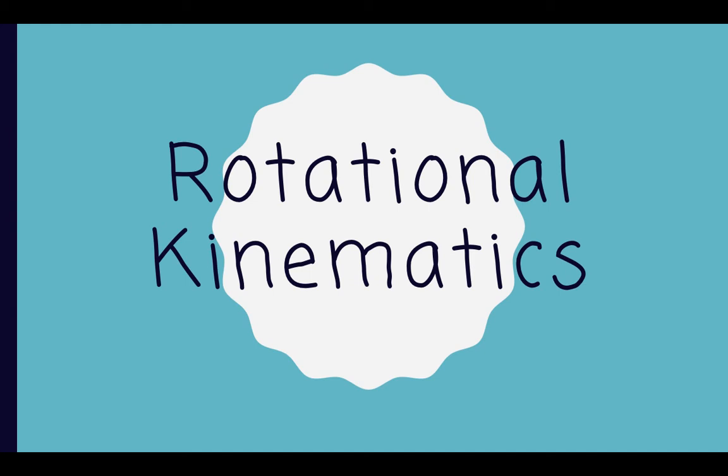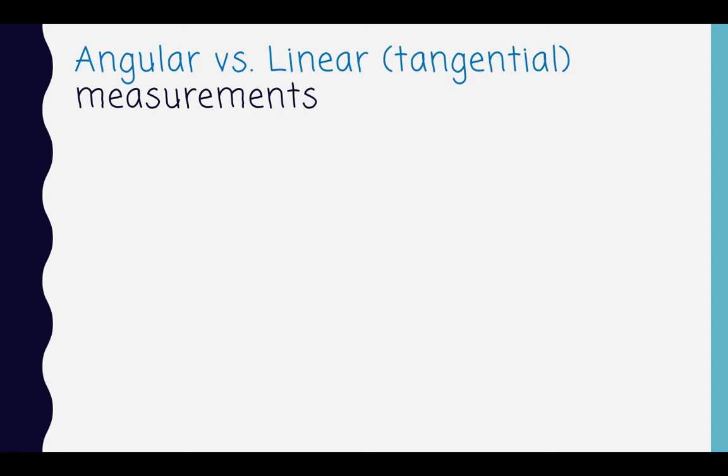Continue on with rotational motion. We're moving on to kinematics. So let's discuss a little bit about angular versus linear measurements. Linear is sometimes known as tangential.